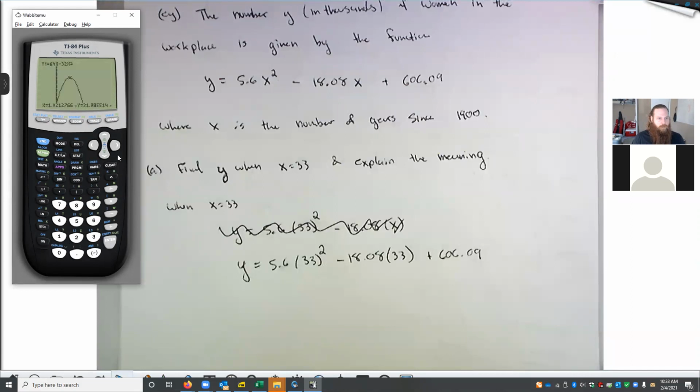Let's turn this on. Let's clear out of this. I need 5.6 times the square of 33. I'm going to do one term at a time. Well, nah, because we don't want to have to round each term separately. So here's the first part. Just make sure that you're using parentheses carefully. The inside of a function, the thing you're plugging in, always needs to be in parentheses. So there's that first term. I'll put the whole thing in here.